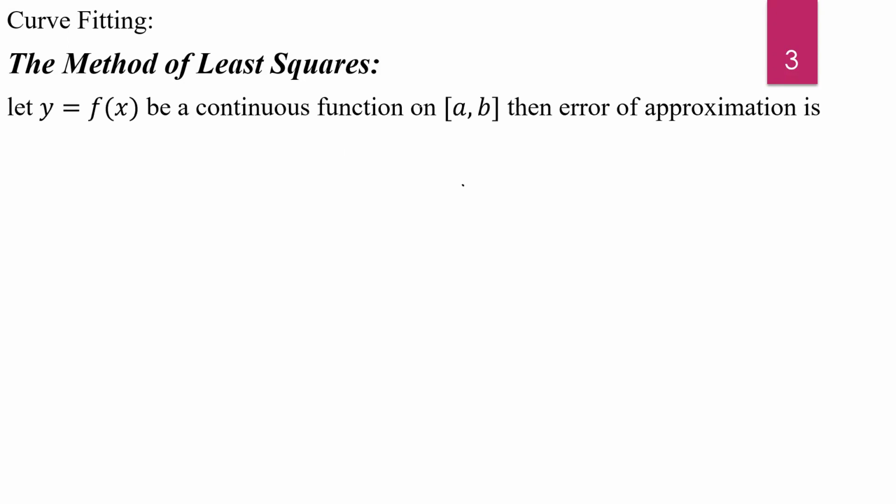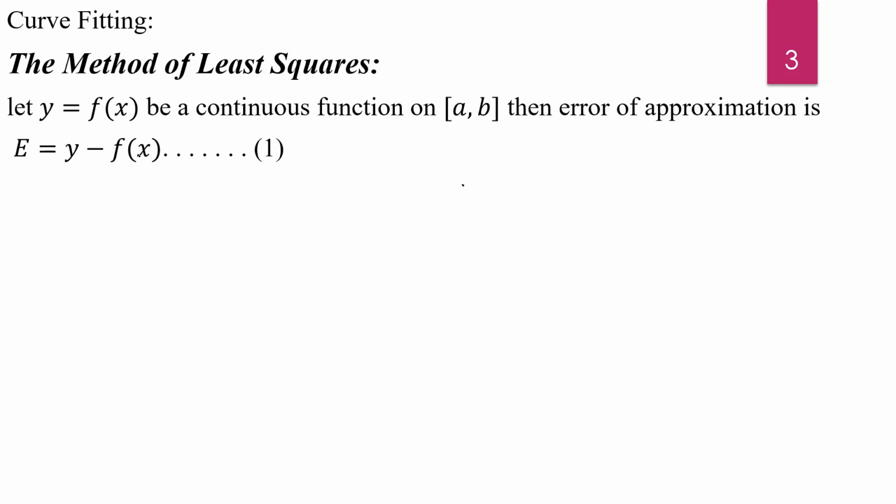First, we will discuss what is the method of least squares. Let y is equal to f of x be a continuous function on [a, b]. Then the error of approximation is E is equal to y minus f of x, where y is the true value and f of x is the approximation.